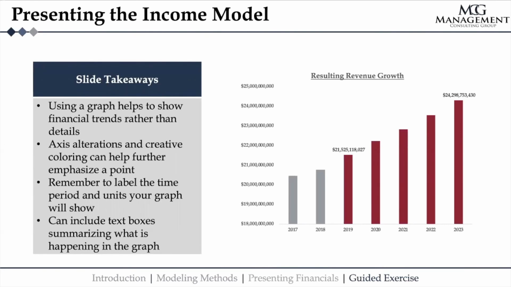Something that's also helpful to do is to include text boxes that summarize what's happening in the graph or the overall impacts of the recommendations. This is where you can start to tie in those qualitative and quantitative aspects we were talking about earlier in the PowerPoint, so that you don't get lost in the analysis and you're able to tie back how it fits into the firm.